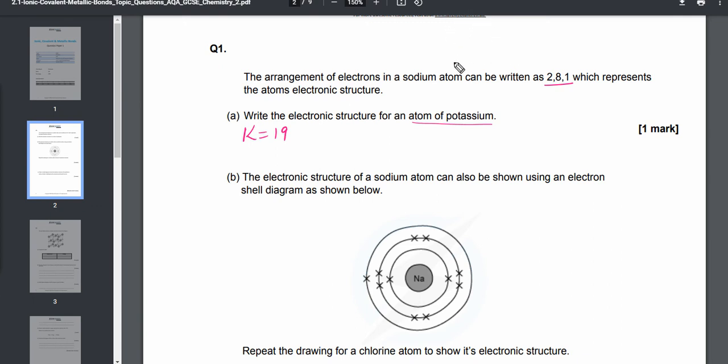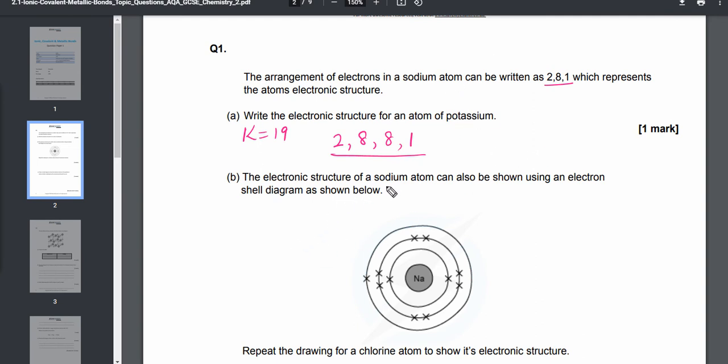And so let's write down the structure of the potassium. It will be like this: 2 8 8 1. So 2 plus 8 is 10, 10 plus 8 is 18, and then 18 plus 1 will be 19. So this will be the structure of potassium. The only difference between the sodium and the potassium is that it has one more shell around its nucleus. Now let's move on to part B.